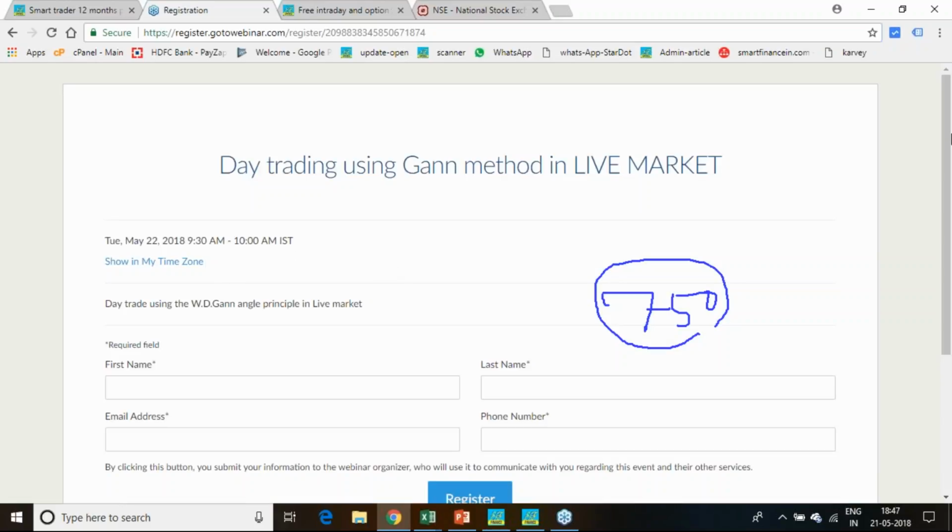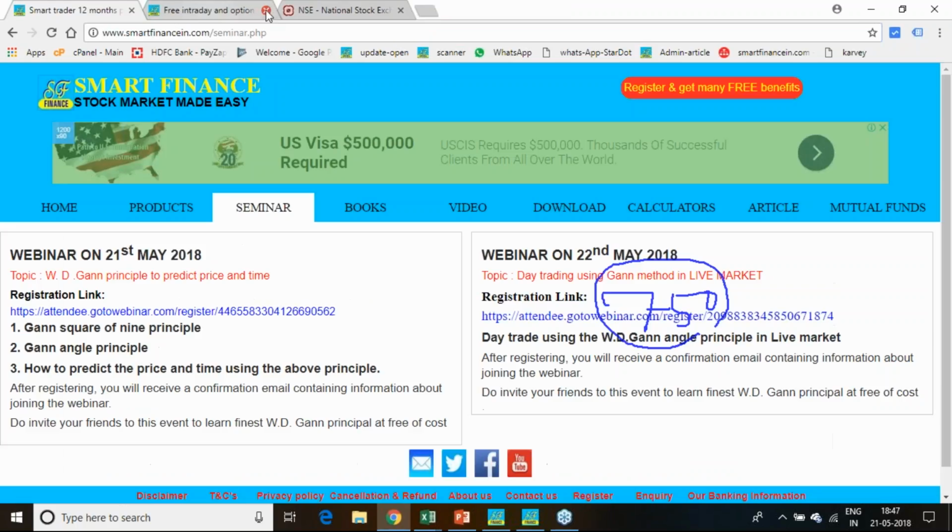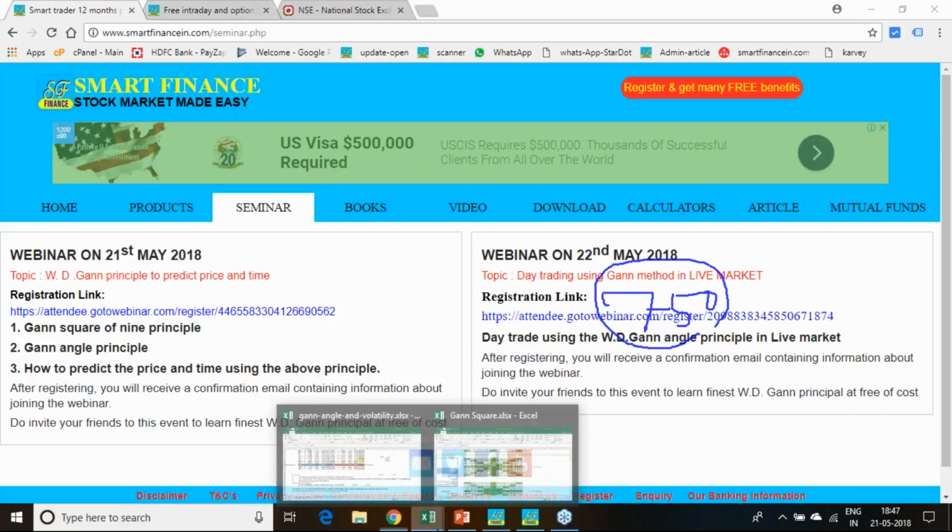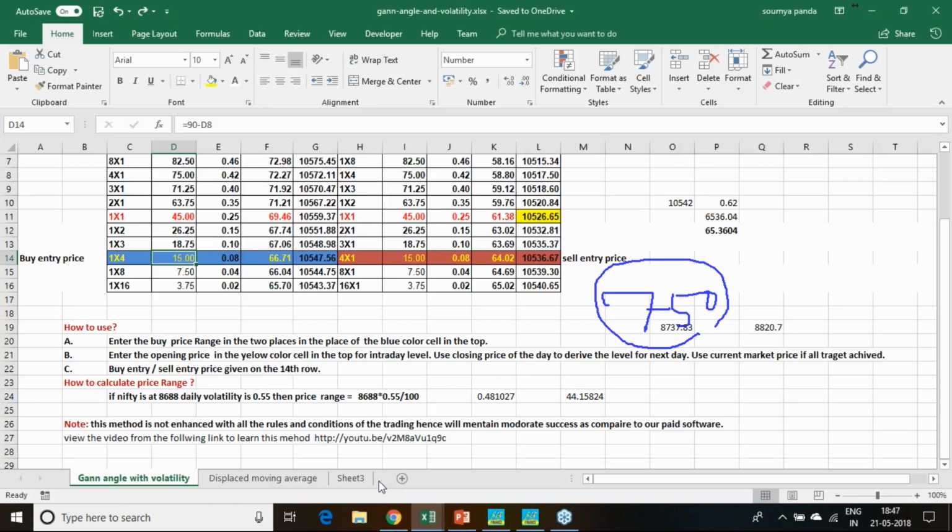Tomorrow morning in the live market we have this session. The market opens at 9:15, and from 9:30 to 10 we'll practice the Gann angle principle and the Gann square of 9 principle. Two principles we'll practice to see how they work in the timing concept. Whatever I have told you here about the timing concept, when the first cycle has topped, when the second cycle is going to come, this you are going to experience.